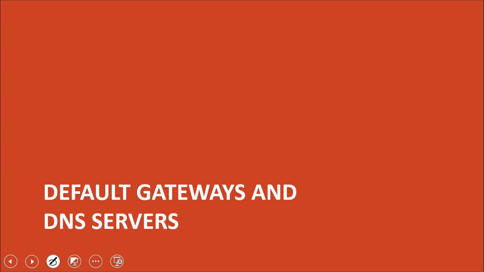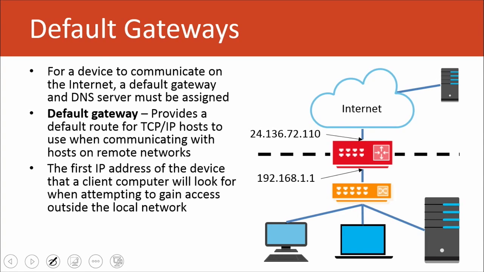Okay, so let's talk about default gateways and DNS servers. For a device to be able to access the internet, if you're on your computer right now, it has to have a default gateway, and you also probably will need a DNS server unless you are really good at remembering and recalling IP addresses. Default gateways provide default routes for TCP and IP hosts, our computers, our devices, to use when communicating with hosts across the internet. So anytime you send a text message, default gateway is probably being used.